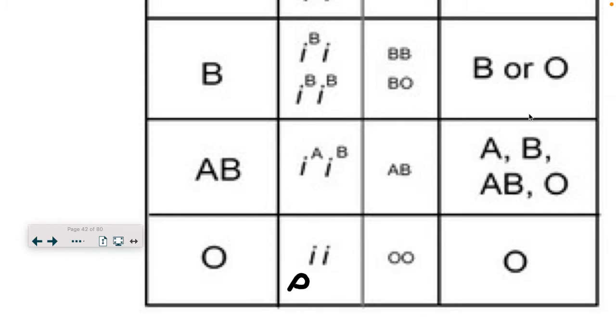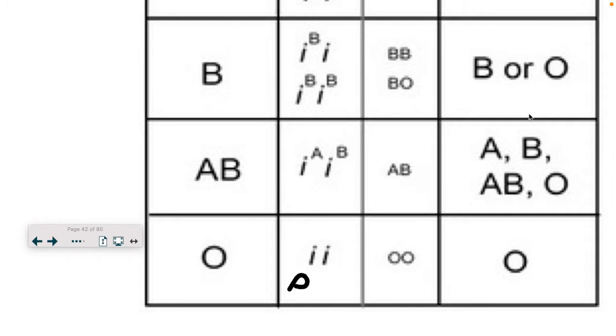Type O is a unique situation here, where there's only one genotype, and it's two lowercase i's. They can give blood to anybody, but they can only receive type O blood. So they are the universal donor. If you have type O blood, you should think about donating regularly.